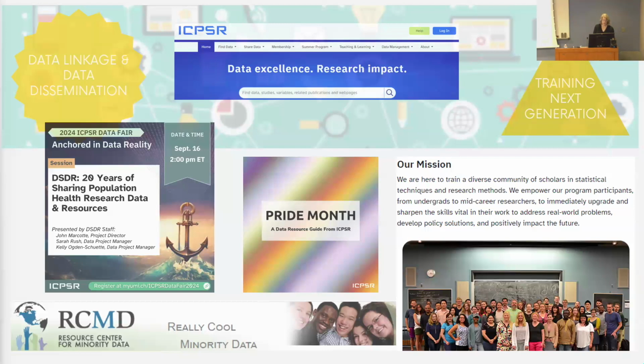They have what's called the DSDR. I forgot the acronym. This means I have to turn in my U of M ID. I know it's basically Demographic Data for Social Research, but I'm not sure why it's called DSDR. I'll get back to you on that. They have been sharing data for 20 years that are extremely relevant for demographers, social demographers, and their friends who study health and health inequalities. The Resource Center for Minority Data is another one that ICPSR puts out there for the rest of the world in order to improve everyone's social science.